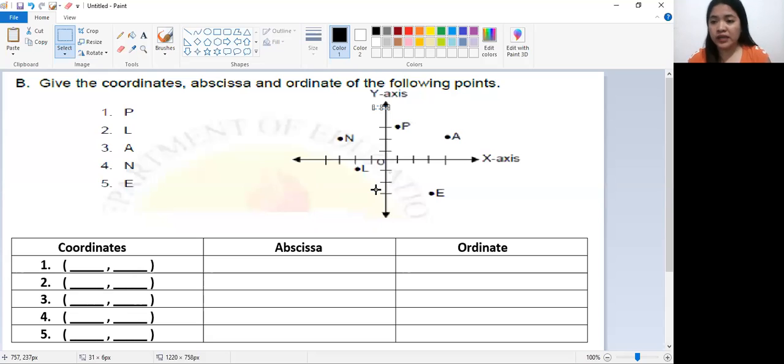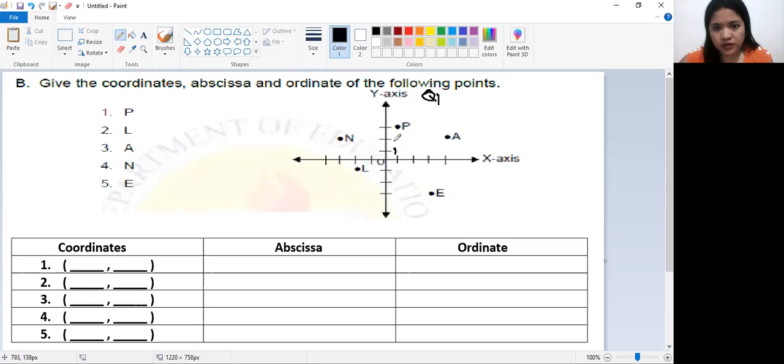Pag sinabing coordinates, yun yung ordered pair mo na X and Y. So, for number one, we're looking for point P. As you can see, point P, ayan, nasa quadrant 1 siya, right? Okay, so activate natin yung ating pen. Okay, so nasa quadrant 1 siya.